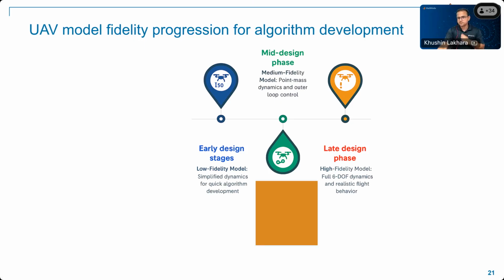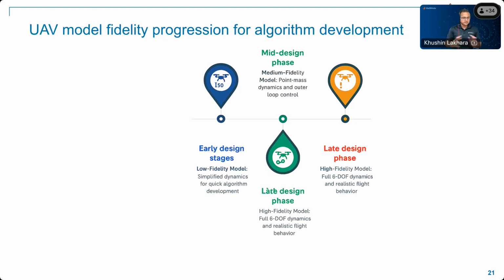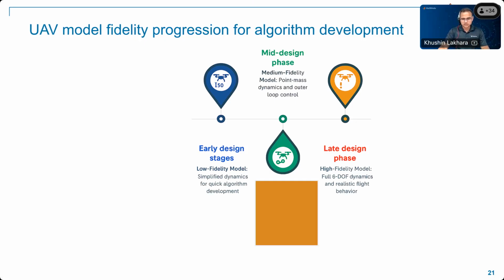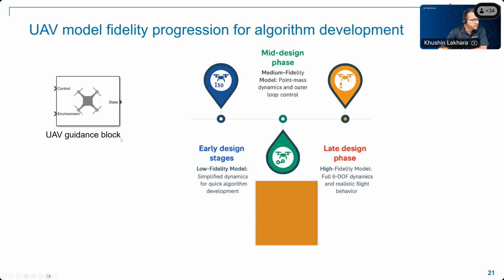No idea? Okay, so this philosophy goes with the, I'm sorry for this glitch here. Ignore this part of the infographic. But when we are in the early stage design, we go for something called a low fidelity model. In the low fidelity model, we have the UAV guidance block, which just takes your controls information, like how you want your UAV to perform. What should be your UAV's desired characteristics? What parameters does it take? We'll get into this. But first we go for the UAV guidance block.